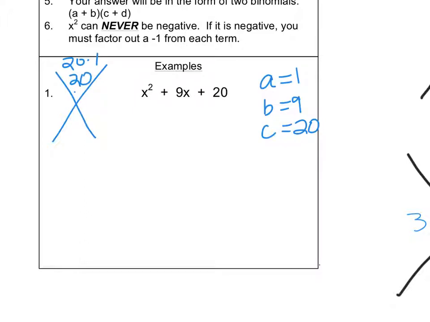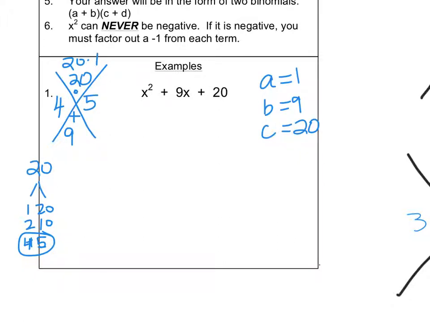So I need factors of 20, or numbers that multiply to be 20, and they're going to add to be the number 9. So give me 2 numbers that multiply to be 20 that add to be 9. Well, if I write out the factors of 20, I've got 1 and 20, 2 and 10, 3 doesn't go in there, 4 goes in there, 4 and 5. Now, which ones of these add up to be 9? 4 and 5.